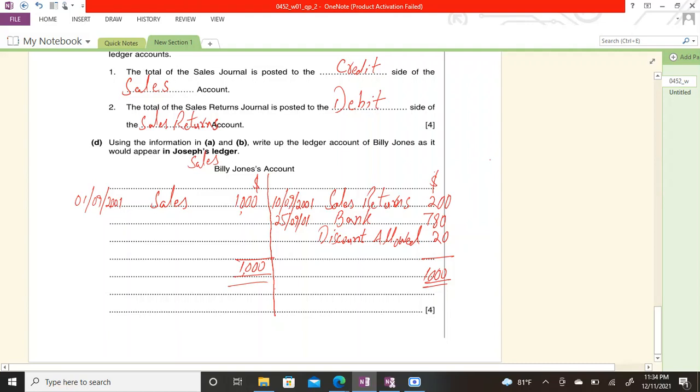We can also write here cash, because in the question he said the amount owed for the above transactions, and how much did Billy pay? So he didn't say whether he is paying by cash or by check. In that case, you can say bank or you can say cash.